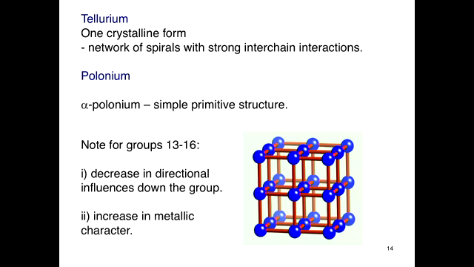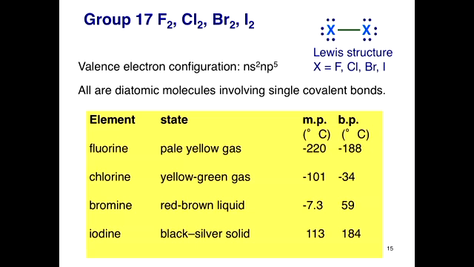If we leave that there and go to our last group, we're going to consider the group 17 elements. They're all diatomic species. Fluorine and chlorine are gases under normal conditions. Bromine is a liquid, but a very volatile liquid, and iodine is a solid. The increase in the boiling points and the melting points reflects the fact that we have increased dispersion forces between those molecules.